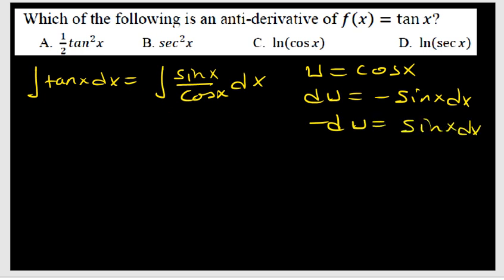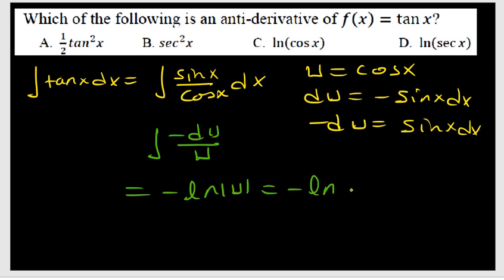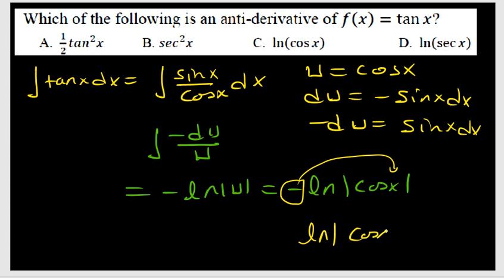Then the integral will be completely changed. Negative du over u, which is negative of ln u, which is negative of ln cos x. But in the choices there is no negative of ln cos x, but this negative we can pick up and keep it as an exponent of cosine. It will be ln of cosine x to the power of negative 1, means ln of 1 over cos x. And 1 over cos x is the same as sec x.